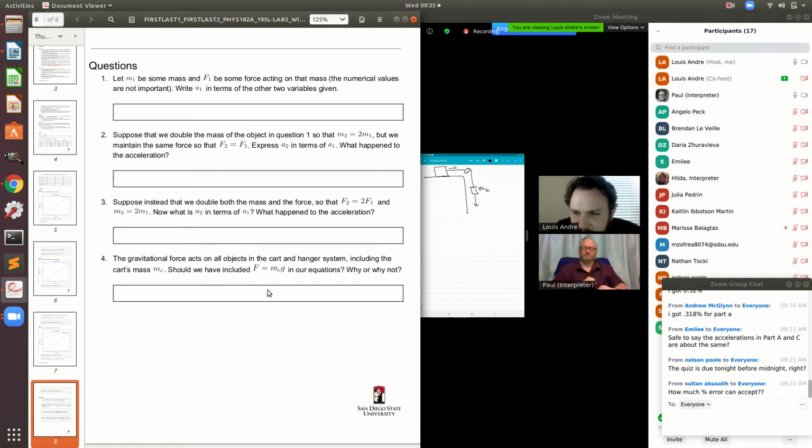Number 4 says something about whether we should have included F equals mcg in our equations. So mc is actually the mass of the cart, right? There's a little block on top, and that's mass A, okay? mc is the mass of the cart, mh is down there, right?